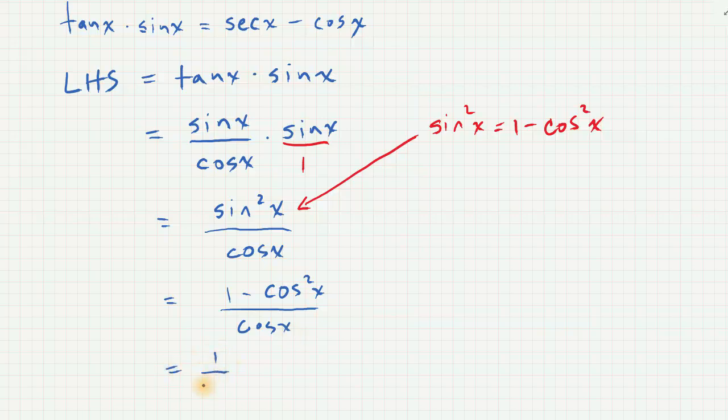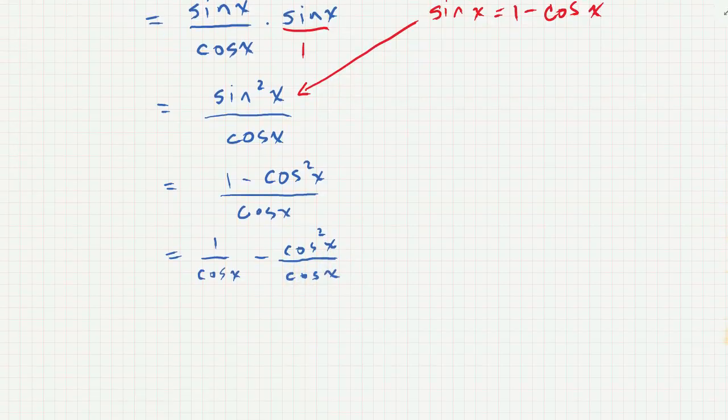So we'll have 1 divided by cosine of x minus cosine squared divided by cosine of x. And now we can simplify each of those expressions. 1 over cosine is secant of x, and cosine squared divided by cosine is cosine x. And this is the right-hand side.